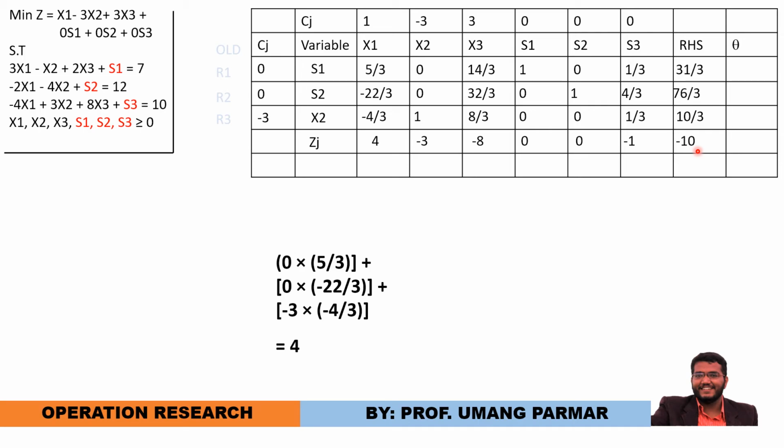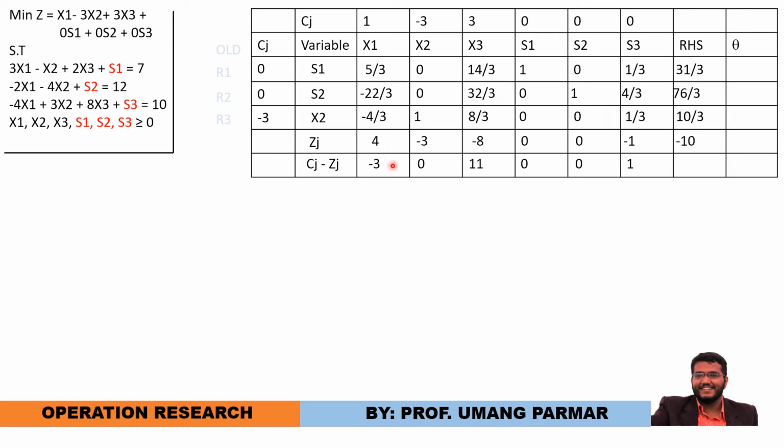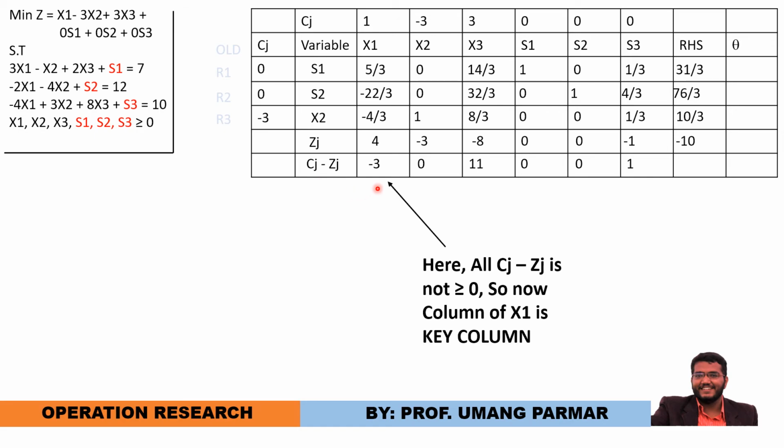Now we need to check whether this solution is optimal or not. So for finding out the optimum solution, we require Cj minus Zj. So this row of Cj minus this row of Zj: 1 minus 4 we get minus 3, minus 3 minus minus 3 we get 0, 3 minus minus 8 we get 11, 0 minus 0 that is 0, the same way 0 minus 0 that is 0, and at last 0 minus minus 1 that is plus 1. So here you can see that all Cj minus Zj are not greater than or equal to 0. There is one negative value, so it becomes our key column.